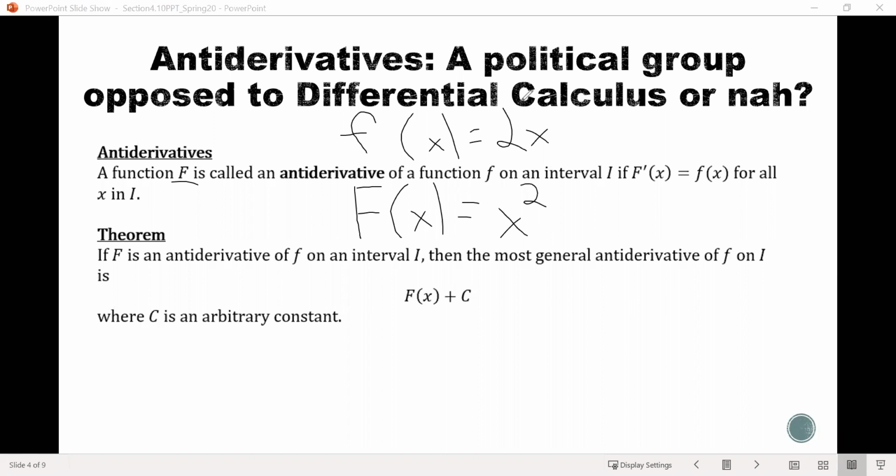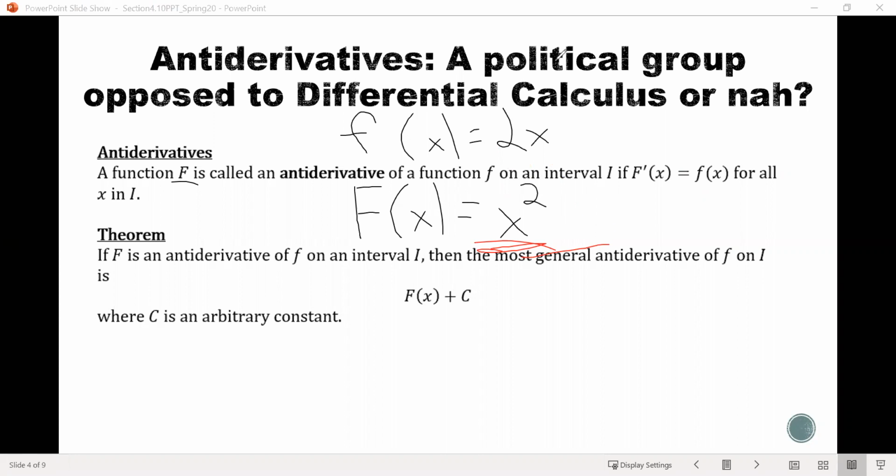Is x squared the only thing whose derivative would give us 2x? Well, what if I did this? What if I made this function x squared plus 7? Is the derivative of that still 2x? I think it is, right? Because we could take the derivative of the x squared, that'll give us a 2x. Derivative of the 7 just gives us 0. So that'll work. But is that the only one?